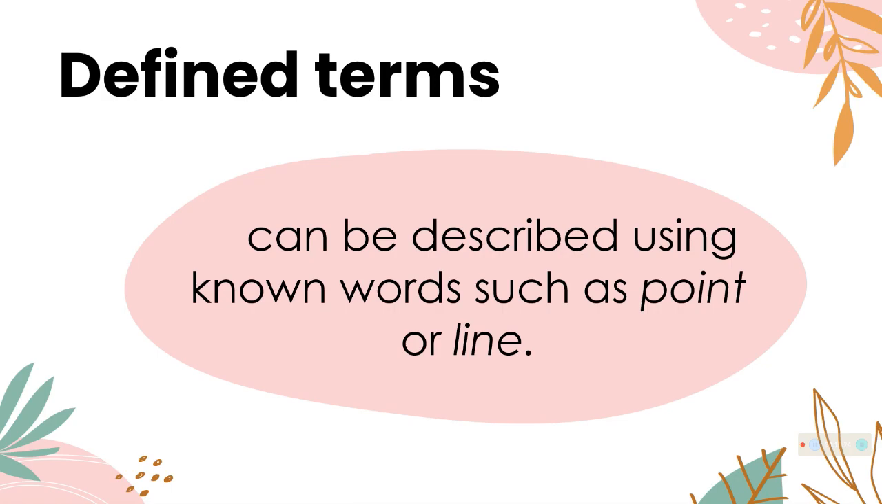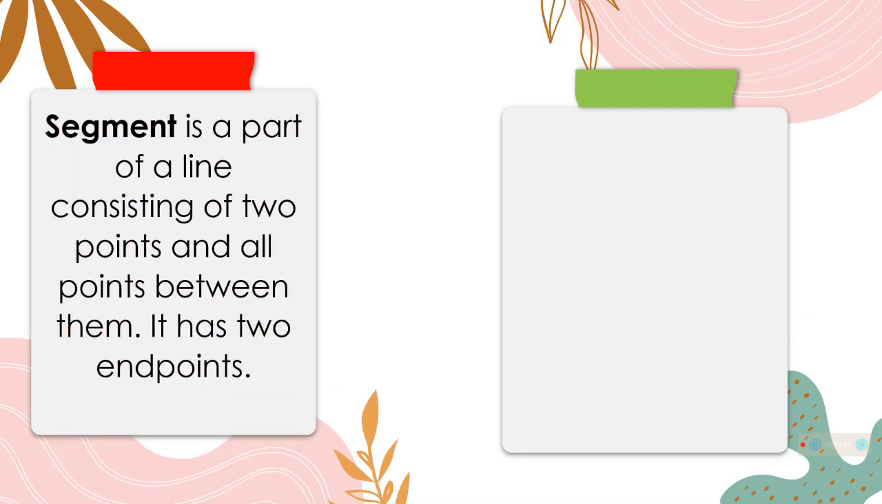Next, how are we going to have our discussion for this day? We have the so-called defined terms. As you have seen, defined terms can be described using known words such as point or line. The first one is the segment. A segment is a part of a line consisting of two points and all points between them. It has two endpoints.